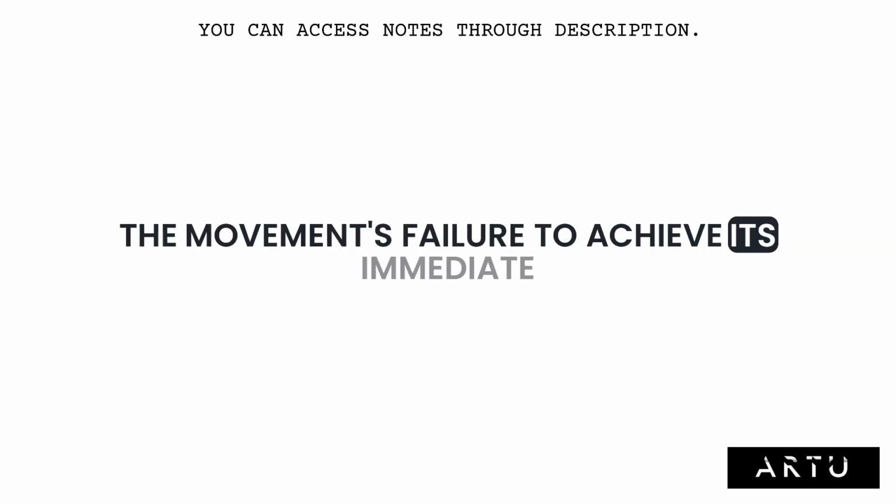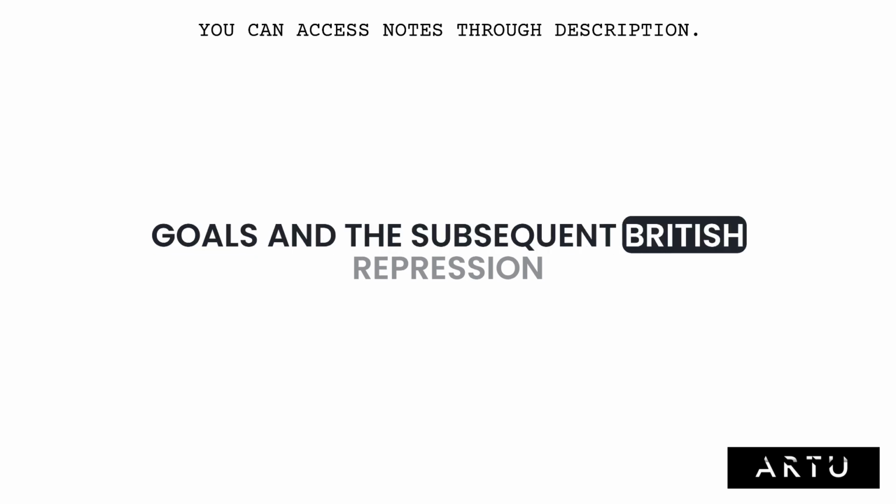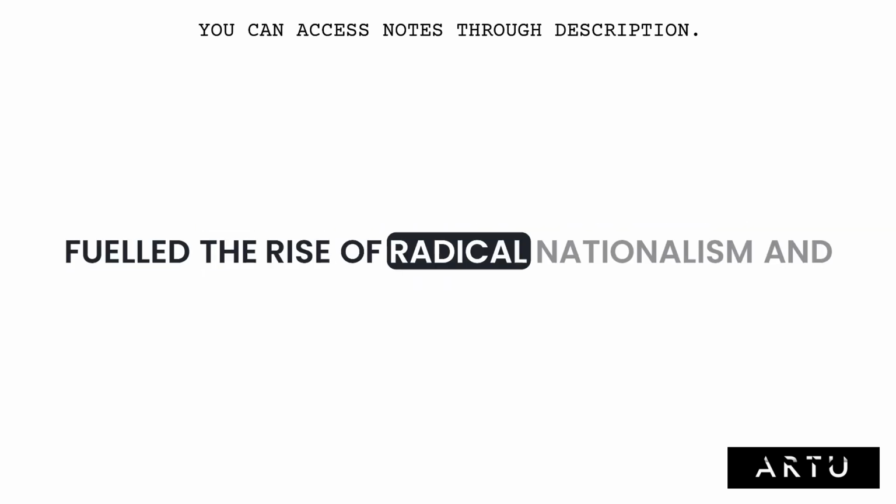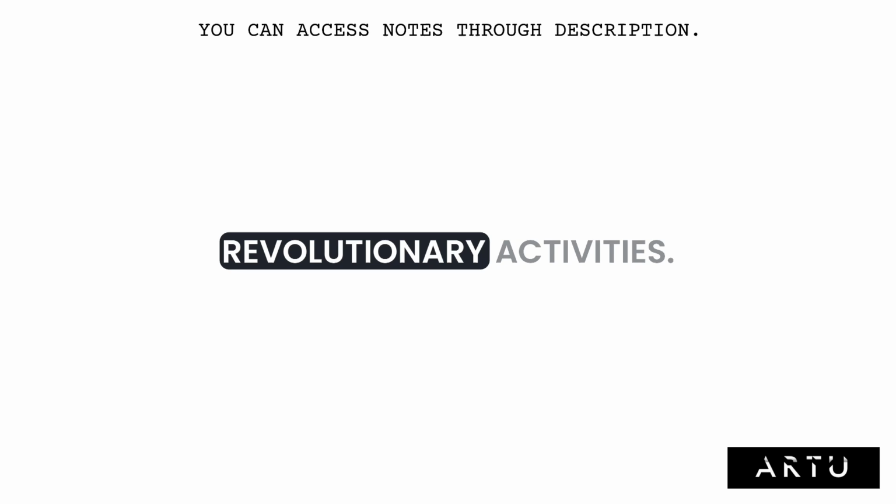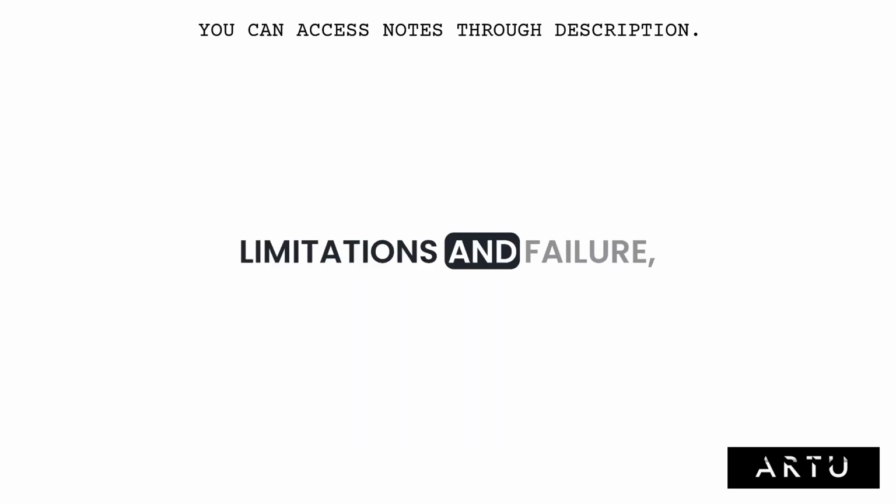Growth of extremism. The movement's failure to achieve its immediate goals and the subsequent British repression fueled the rise of radical nationalism and revolutionary activities. Limitations and failure.